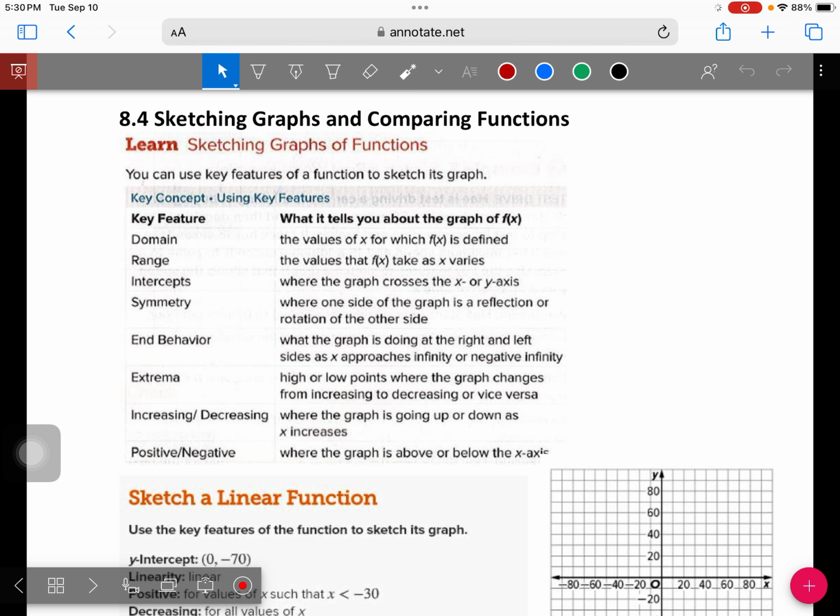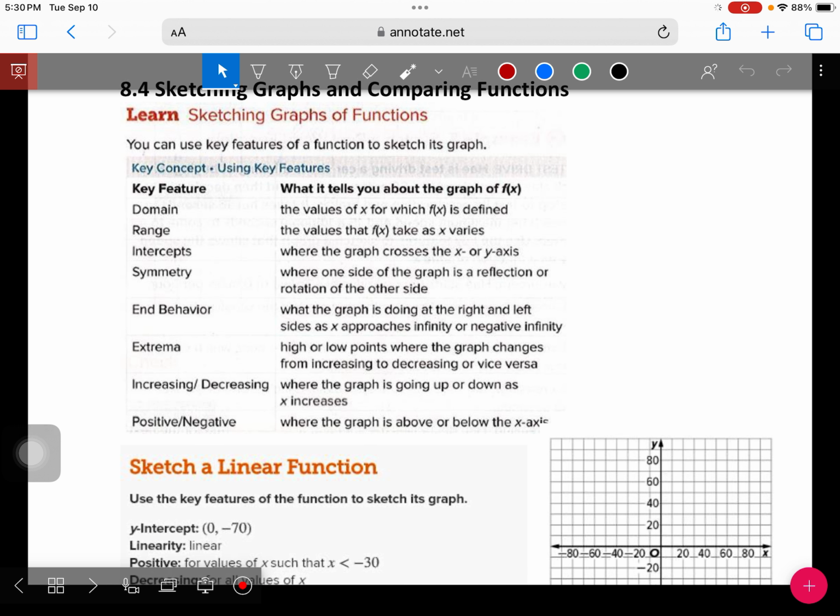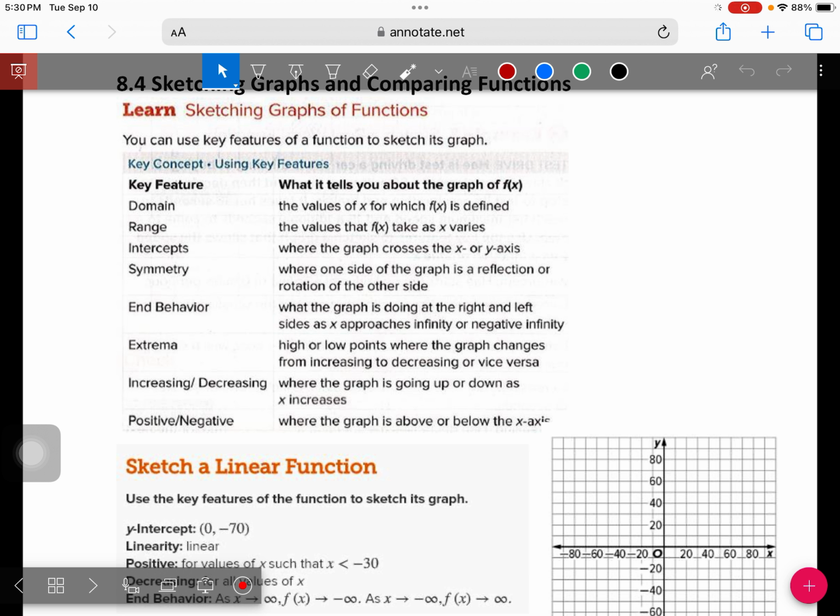Sketching graphs and comparing functions. Mostly sketching graphs. It says, and read along, you can use key features of a function to sketch its graph. And these are the key concepts. So the domain, as it says, is the values of x for which f of x is defined. The range are the values that f of x takes as x varies. So those are your y values.